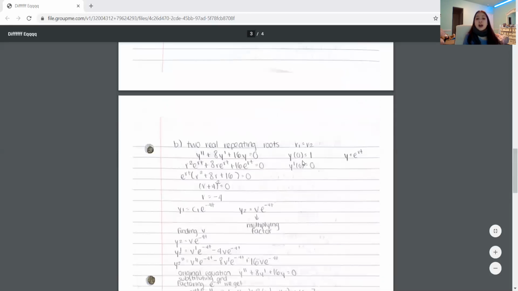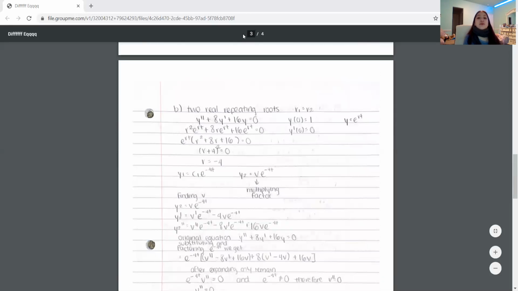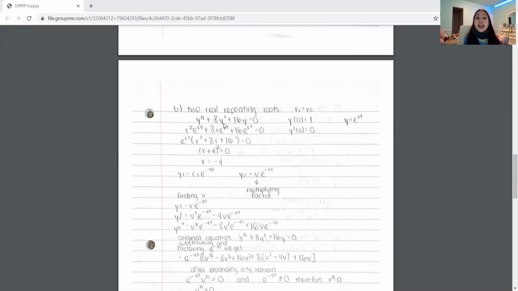So our second problem involves 2 real repeating roots. So r1 and r2 are equal to each other. So here we have y double prime plus 8y prime plus 16y is equal to 0. We have the initial conditions y of 0 equals 1 and y prime of 0 equals 0. We plug in our y equals e^(rt) into our equation, and after factoring it out, we get that this is our characteristic equation, and the root is going to be -4, so it's a repeated root.